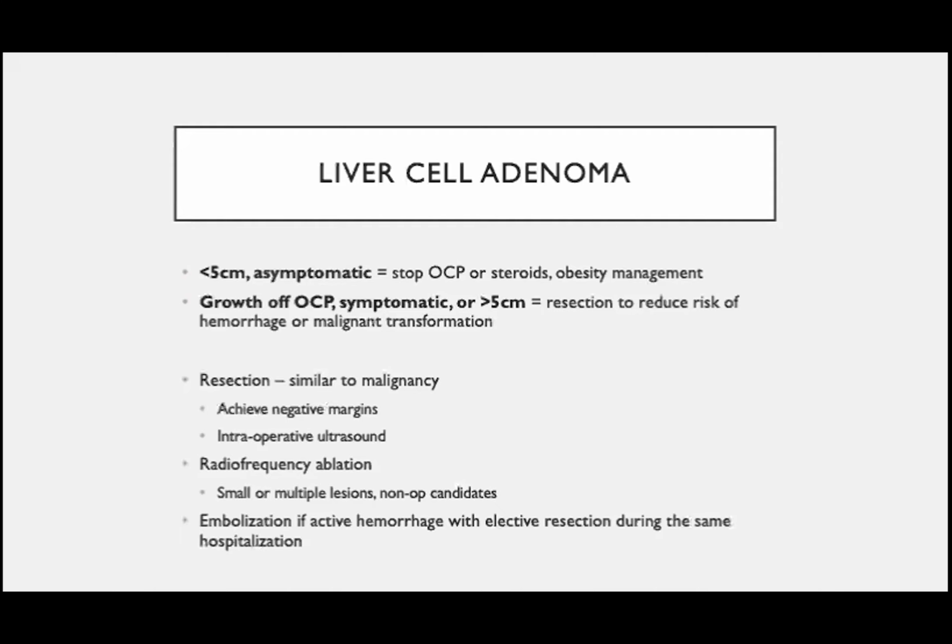So management of these: if less than 5 centimeters and asymptomatic, you should stop OCP or steroids and manage their obesity. If it grows despite management or it's greater than 5 centimeters, you do a resection to reduce the risk of hemorrhage or malignant transformation. You treat these similar to malignancy. You want negative margins and you use an intraop ultrasound to achieve this. If you have smaller multiple lesions, you can do RFA. In the case of active hemorrhage, you can embolize them with elective resection during the same hospitalization.